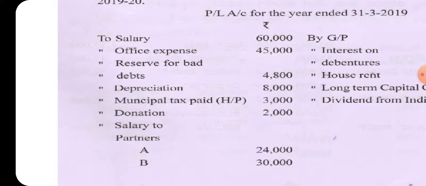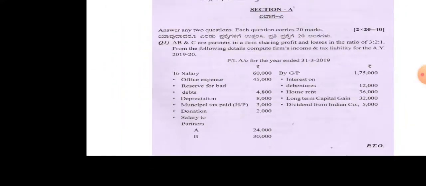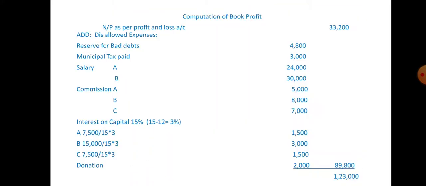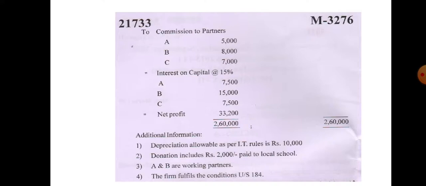Next is salary to partner. So here in the problem, any salary, bonus and commission, if it is debited in the profit and loss account, you have to disallow. So in the solution, you take salary. Salary for A is given as 24,000. You take 30,000 for B. And here commission is given to the partner C. So commission also is to be disallowed. So take commission also.